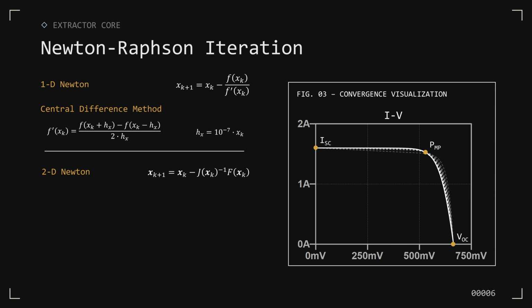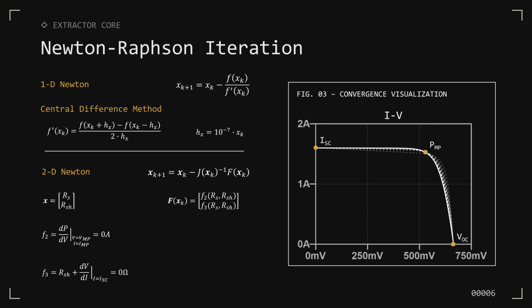For two-dimensional Newton, linear algebra is used. We only need 2D here, but the method scales if you have more unknowns and equations. The 2D form is similar to one-dimensional Newton, but instead of dividing f of x by its derivative, the inverse Jacobian multiplies the f of x vector. X becomes a vector of Rs and RSH, and f of x is the vector of the two residuals we derived in this video. Again, these are the maximum power point condition and the slope of the curve at short circuit. I'll call these F2 and F3 as shorthand.